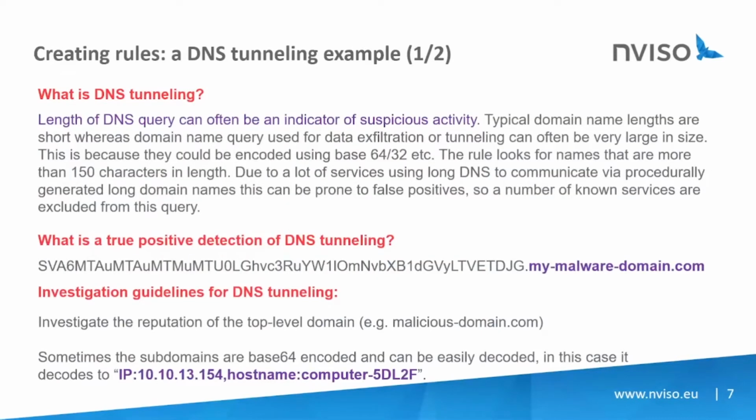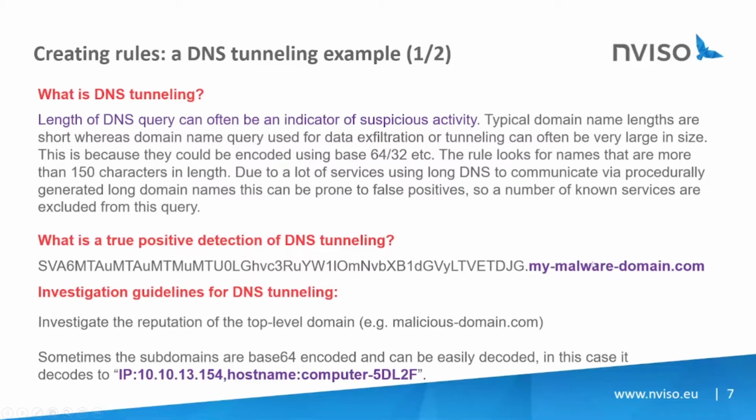So let's take a look at the DNS tunneling example. What is DNS tunneling? DNS tunneling is basically when an attacker tries to exfiltrate data from an organization by using DNS. And how does that work? They basically encode the data they want to exfiltrate in DNS requests. So as you can see, this is a true positive detection of a DNS tunneling attempt.